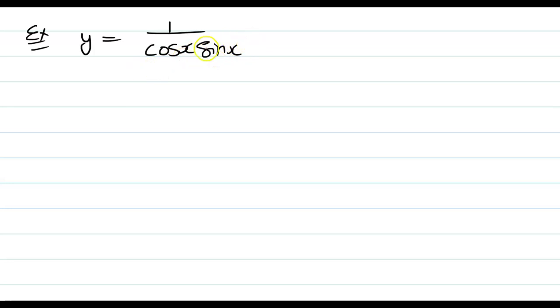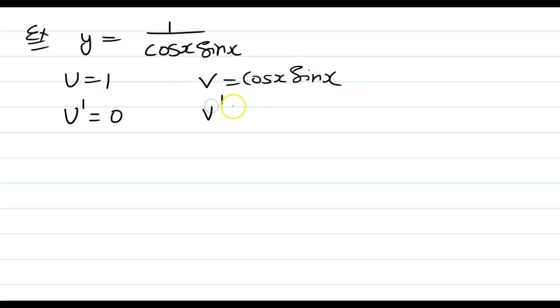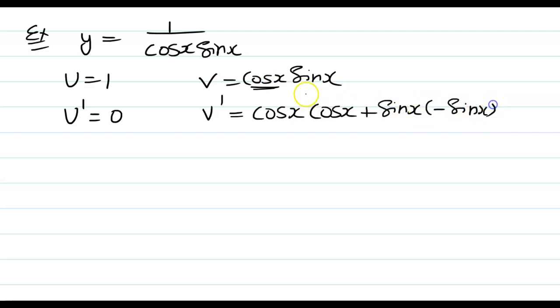And our last example is if y equals 1 over cos x sin x. Okay, so here also we can apply quotient rule. So u is 1, u dash is 0, v is cos x sin x, and v dash we need to find. So here you need to apply product rule again. So cos x times the differentiation of sin x, which is cos x, then plus sin x times the differentiation of cos x, which is minus sin x. So here we are applying product rule again.